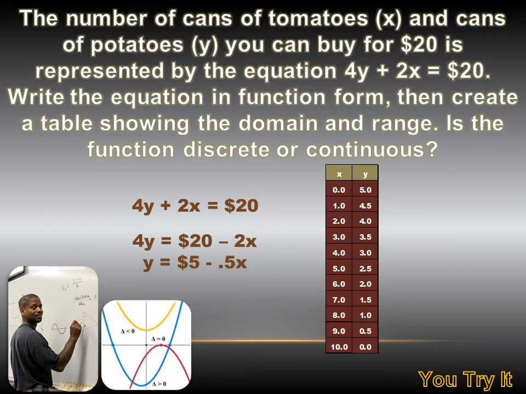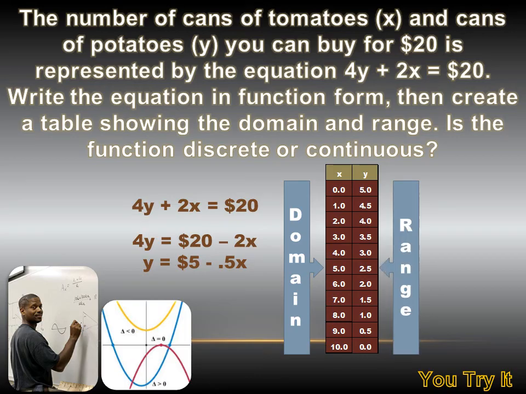And I need to pick x values to look at. So I'm going to just kind of arbitrarily pick every whole number between 0 and 10 as my x value. In other words, I'm going to consider buying 0 cans of tomatoes, 1 can of tomatoes, and all the way up to 10 cans of tomatoes. And then for each of those x values, I can plug that into the equation and come up with a y value that would correspond to that x value, and that's over here. The x values over here are my domain. These y values over here are my range.